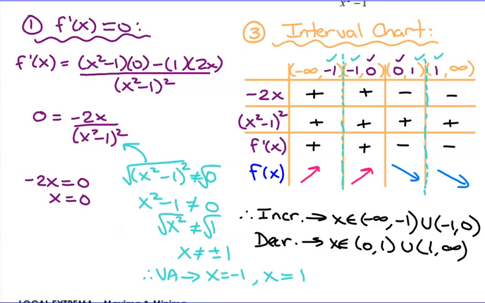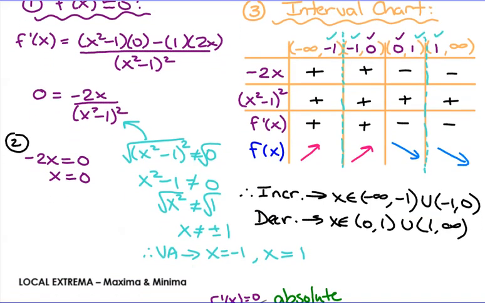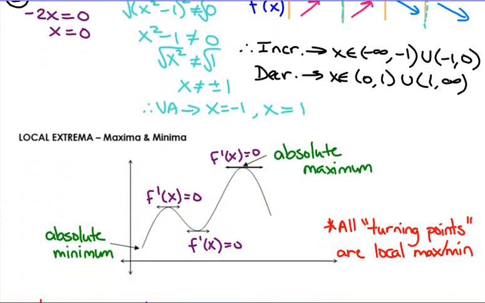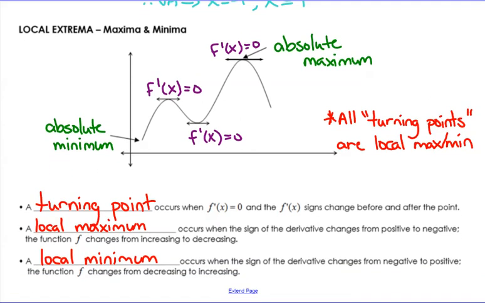I just realized I don't have a step 2. I'm going to assume that that's probably my step 2. Okay, because my interval chart is my step 3. All right, let's talk about local extrema, which are my maximums and minimums. I'm going to hit you with a bunch of different words now. Okay?